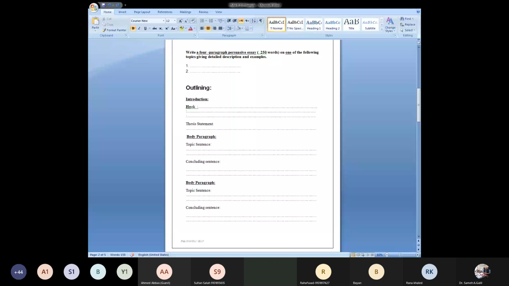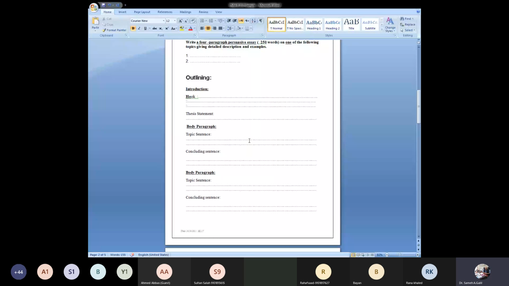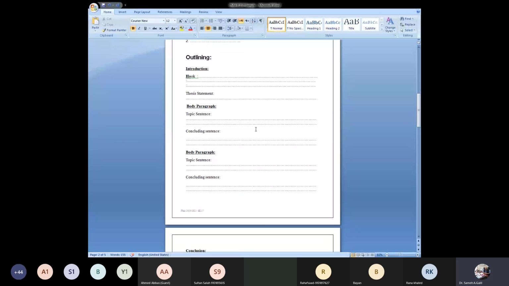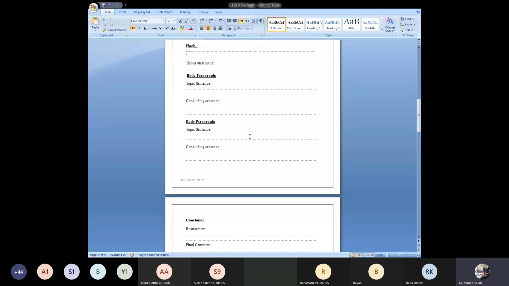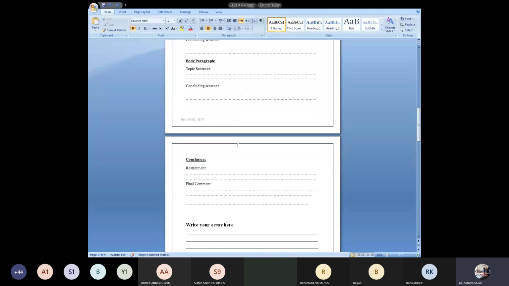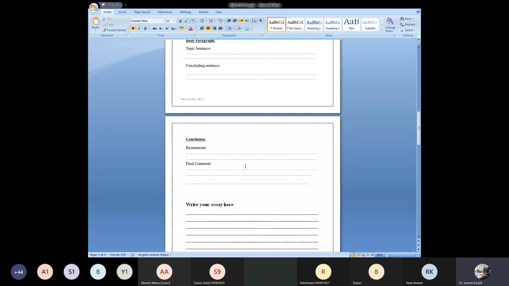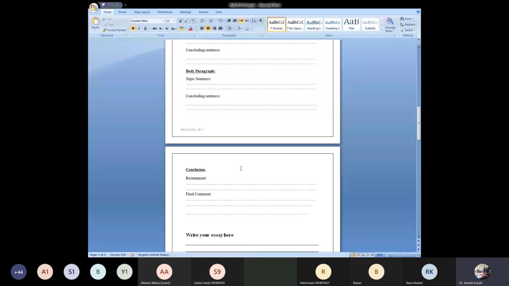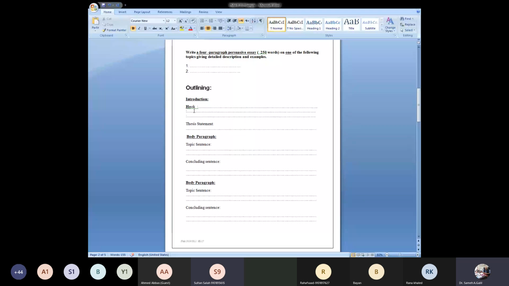No. There are rules and regulations that you should follow. Okay. You have to have a hook. You have to have a thesis statement. And then you move to the body paragraph. You write the topic sentence of the first body paragraph. You write the concluding sentence of the first body paragraph. And then you move to body paragraph 2 and write the topic sentence and then the concluding sentence. And then you go to the conclusion and write the restatement of the thesis statement and then a final comment. Okay, so the template is here. All you need to do is to fill it out.